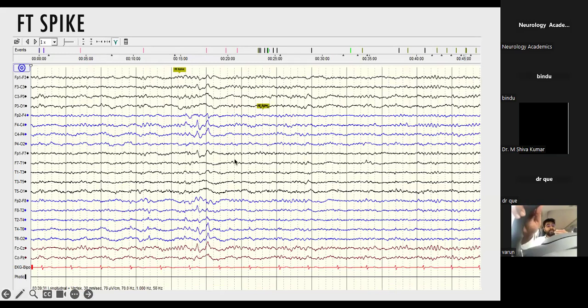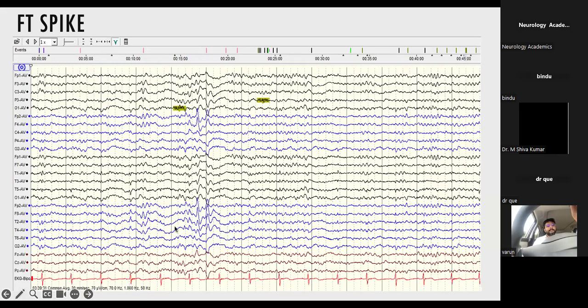Then coming to frontotemporal spikes. These frontotemporal spikes are seen in both the frontal and temporal regions. Here we can see the phase reversal in the right temporal T2, and also spikes in the frontal region. The corresponding common average also shows these negative wave spikes in the right temporal region and also the right frontal region. Frontotemporal spikes are associated with neocortical epilepsy, and also due to involvement of these frontal and temporal structures.